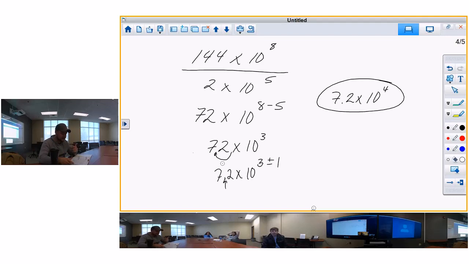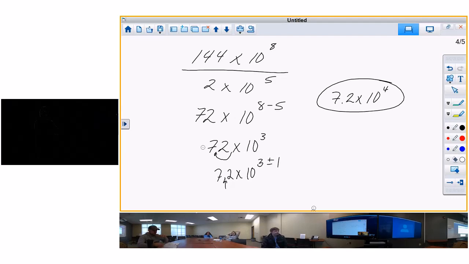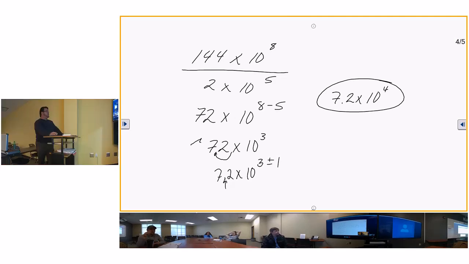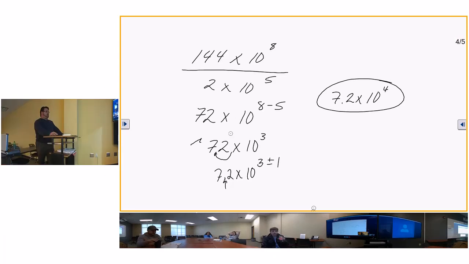Okay, wait a minute. Stop. Okay, where are you talking about? Right here? The reason we're moving the decimal is the definition of scientific notation. This is a whole number, and the whole number has the decimal right there. Scientific notation is placing it to the right of the first number greater than 0, which is the 7. That's why we have to move it.